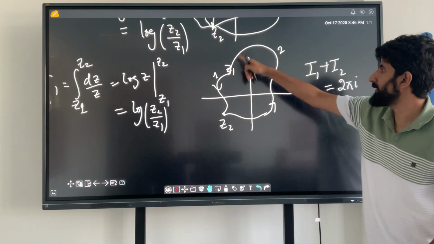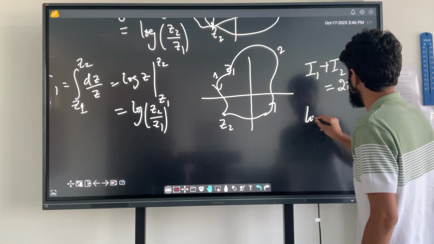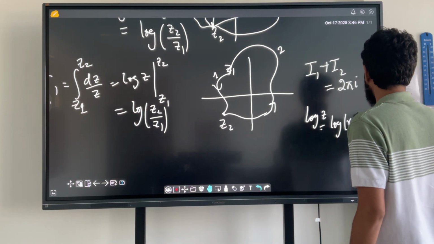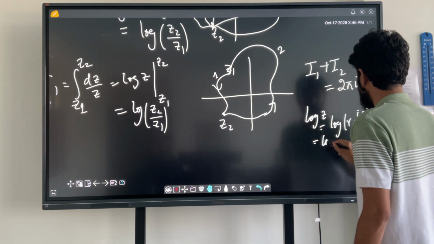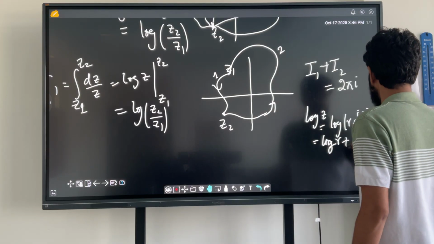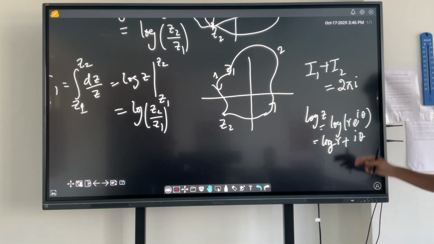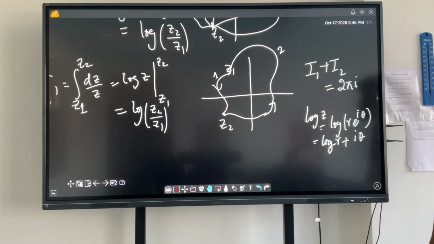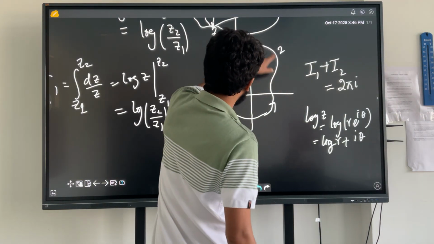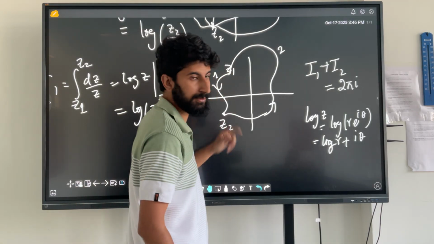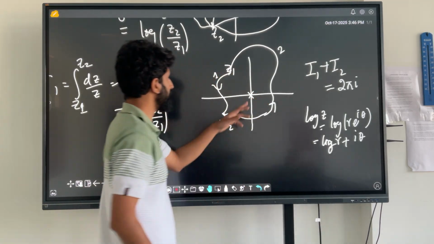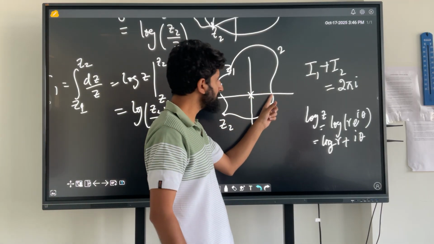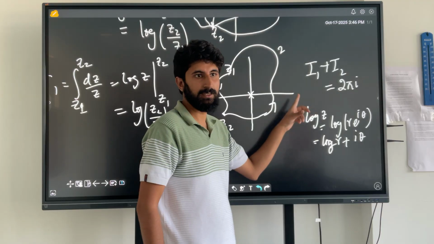If I track log z, remember what is log z? It is log r e power i theta, which is log r plus i theta. So the imaginary part of log z is theta. Now when you are going over path 2, this path, the point of non-analyticity is here. You hit this positive imaginary line. What happened there?